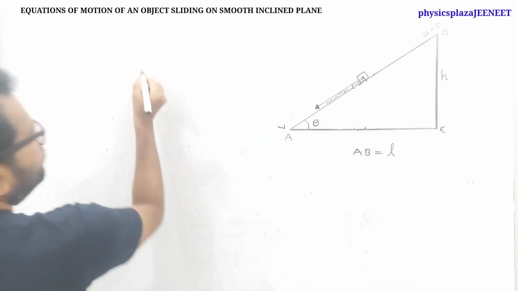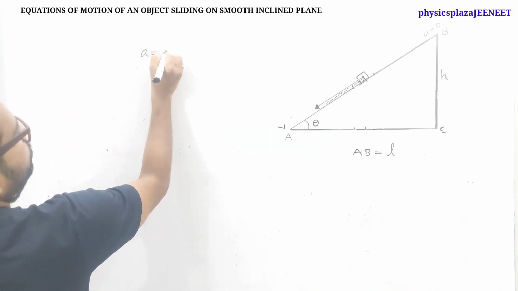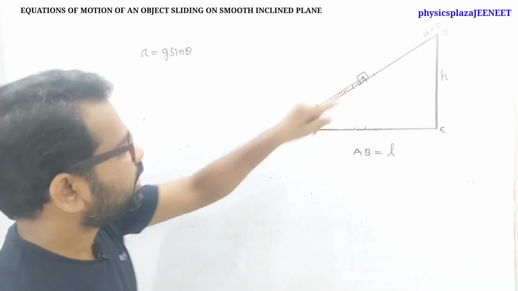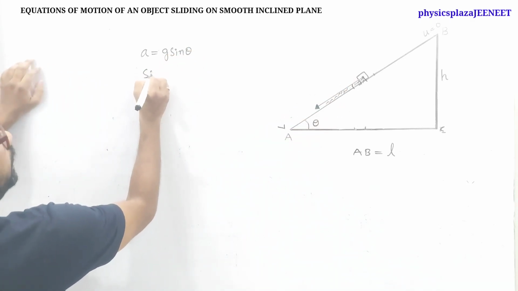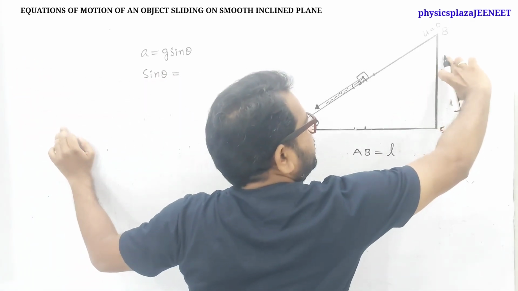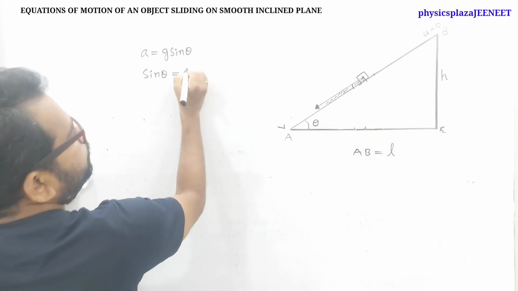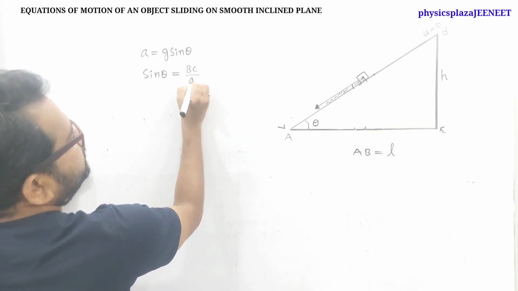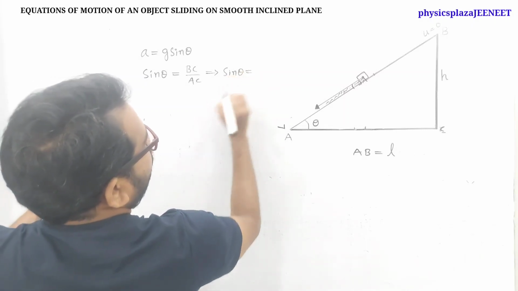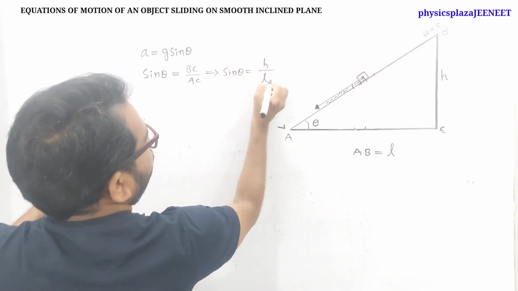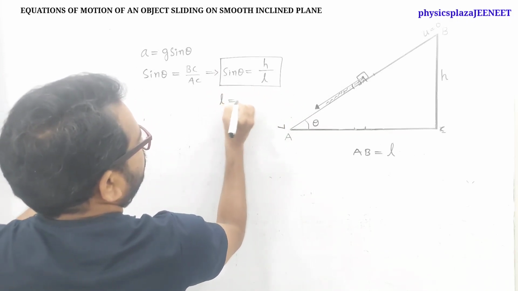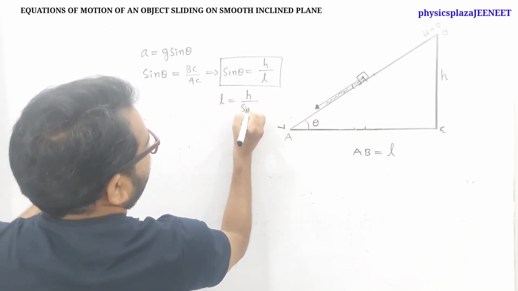So children, what is the acceleration which we got here? Yes, we got a is equal to G sine theta. From this triangle, children, can you write like this? Sine theta is equal to opposite side by hypotenuse, that is BC by AC. So from this we can write sine theta is equal to H by L, or you can write L is equal to H by sine theta.